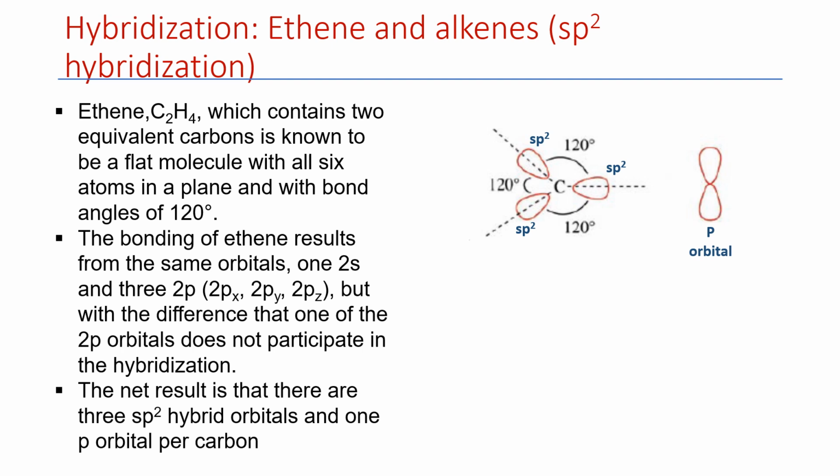So you will have 3 sp2 orbitals that will form sigma bonds. One of these sigma bonds will be between 2 sp2 orbitals, between the 2 carbons, and the other 2 will be between an sp2 orbital from carbon and the 1s orbital from the hydrogen. The other p orbital that will remain will form the double bond in ethene.